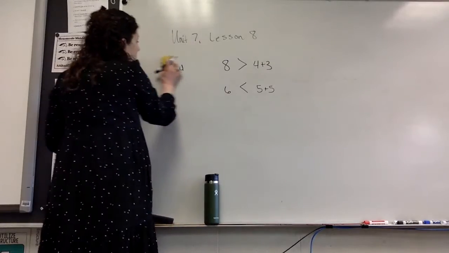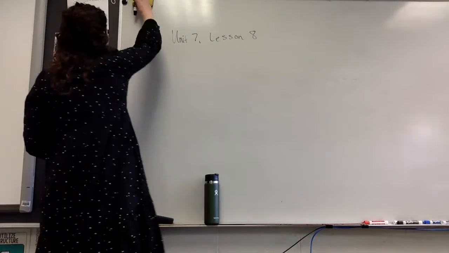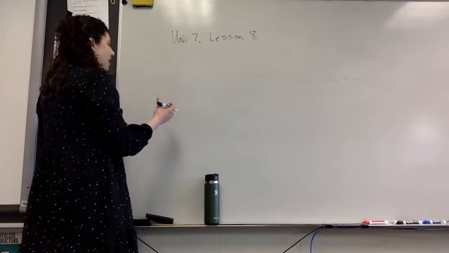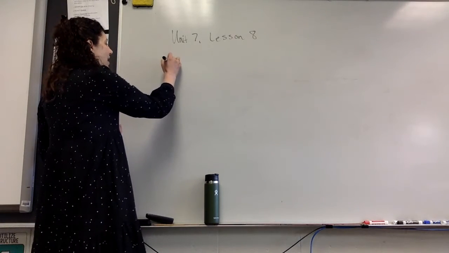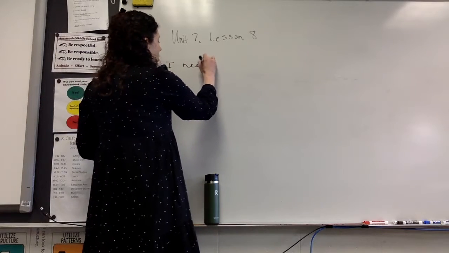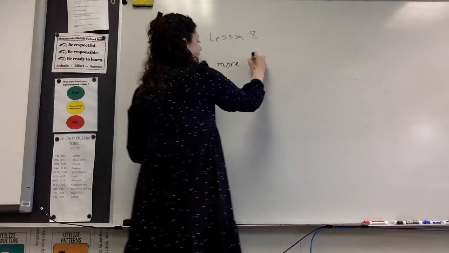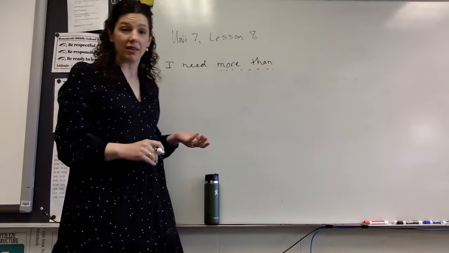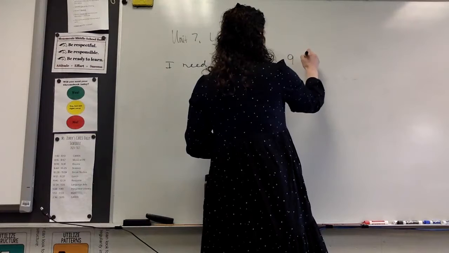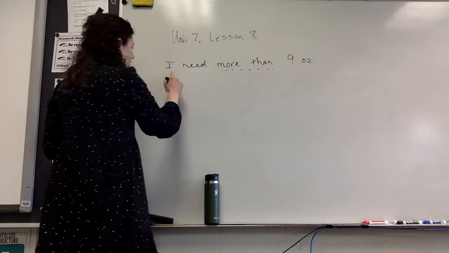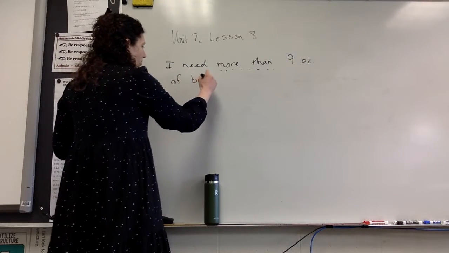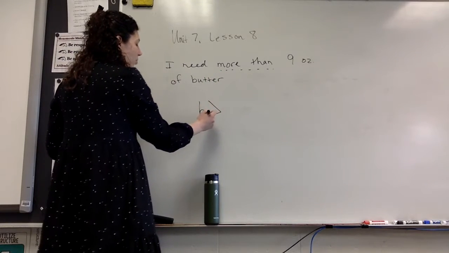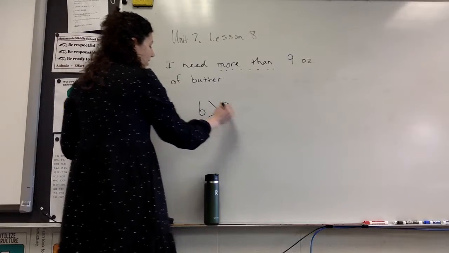Today, what we looked at was situations where there were multiple options for variables. So if I have a situation where I say, I need more than, and when we see words like this, we can tip that into our head and be like, well, that's a greater than situation. More than 9 ounces of butter, right? So if I let B be butter, I need more than, or greater than, 9.